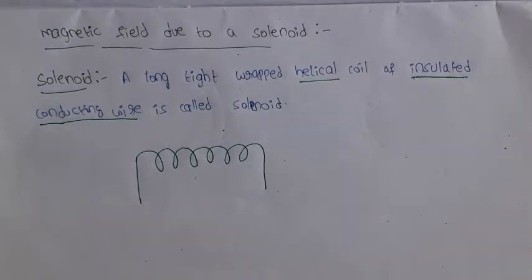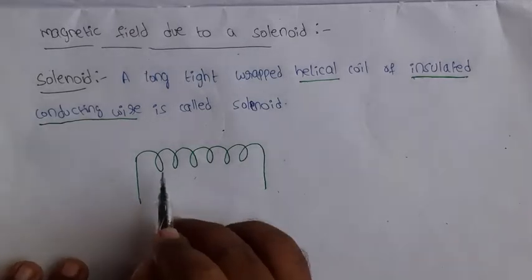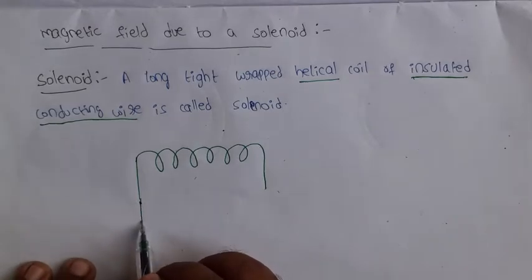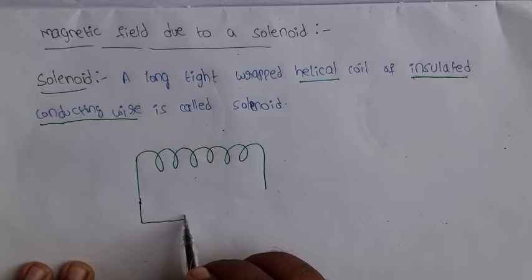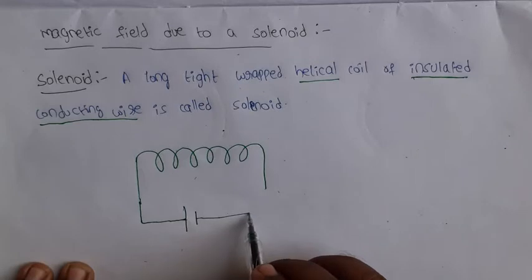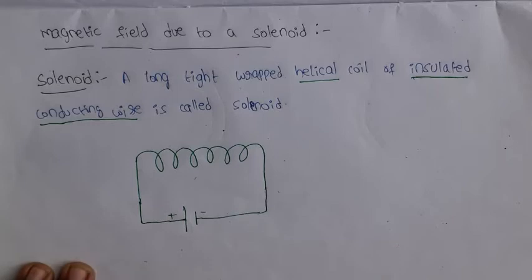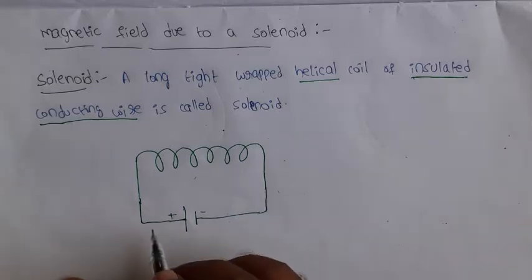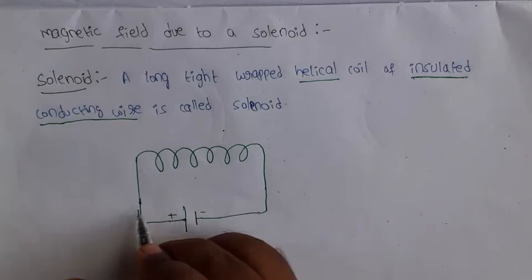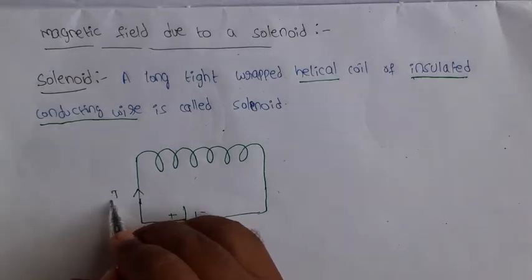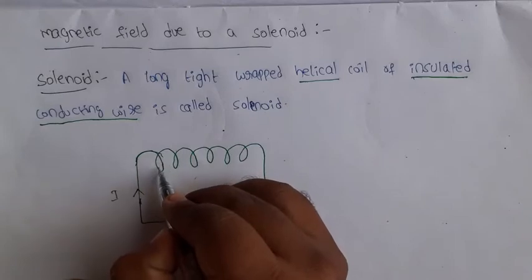Okay, I understand the solenoid. Now, how are the magnetic field lines produced in the solenoid? For this, the solenoid is connected to a battery. This is the positive terminal of the battery, and this is the negative terminal. When you switch on the circuit, what is the direction of the current? Current is moving in this direction.